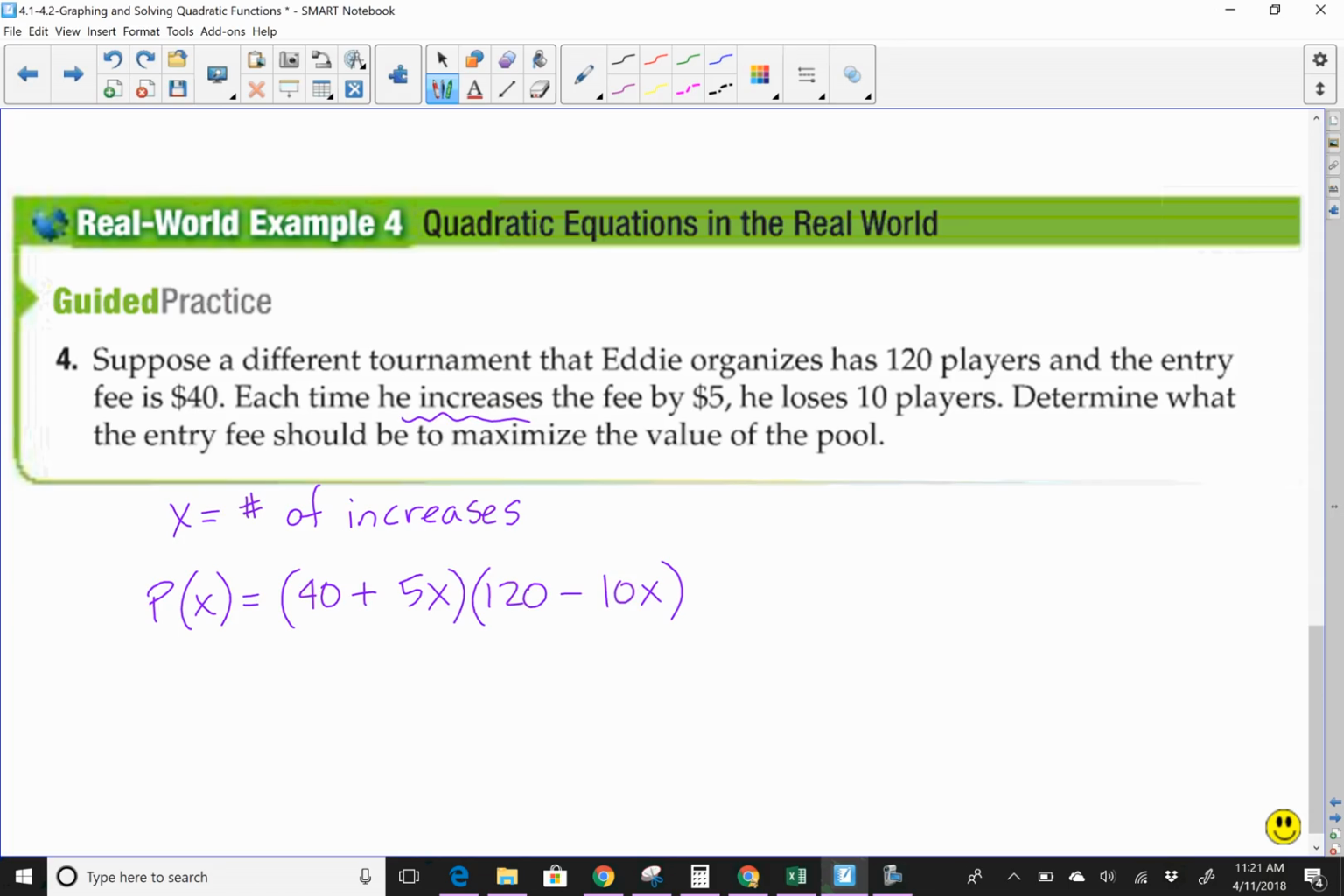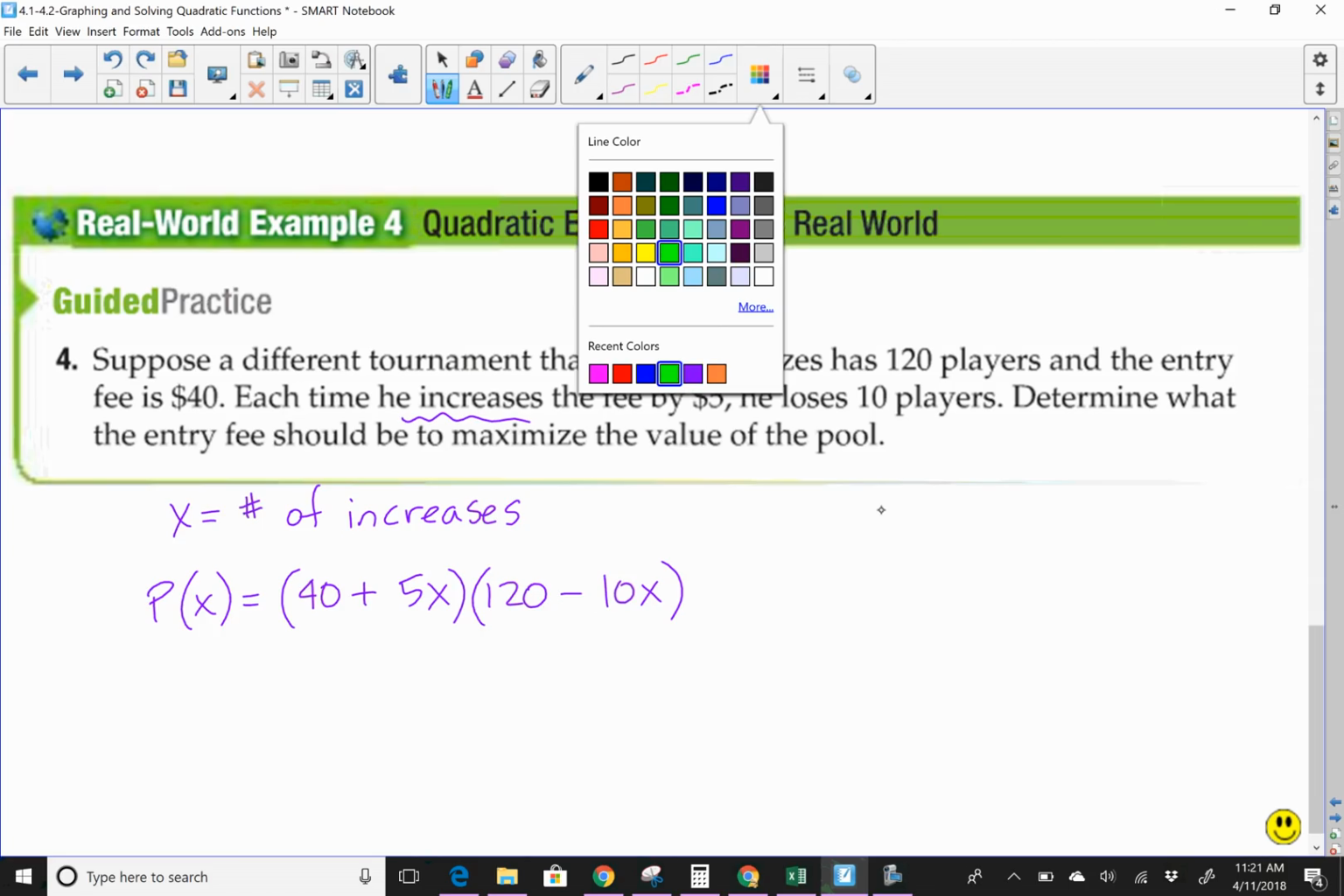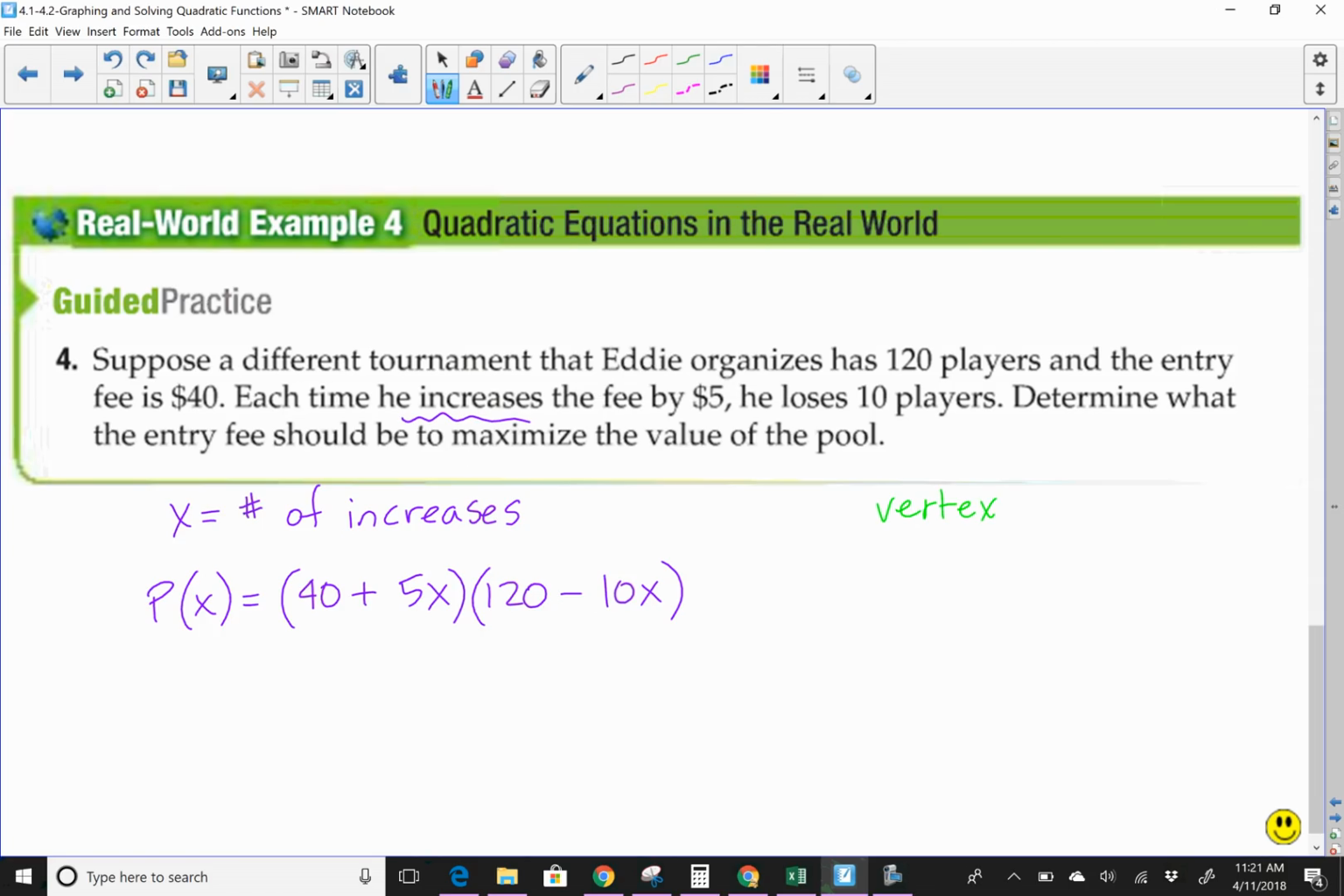Now, to determine the entry fee, you're looking for that value of x and you want to know how many increases. One of the things to remember about a quadratic equation, if you don't know already, is you're trying to solve that equation for x, and you can multiply it out and then use all different methods of solving it. However, one of the things to remember that's very, very important about a quadratic equation is that your vertex, which is going to give us that maximum value, is always halfway between your zeros.